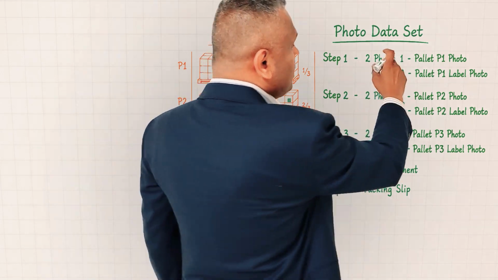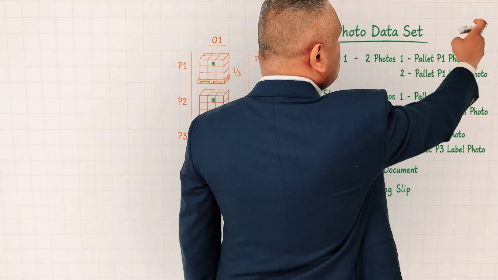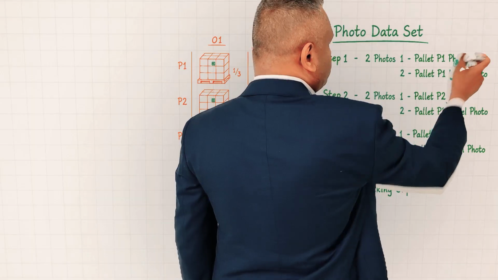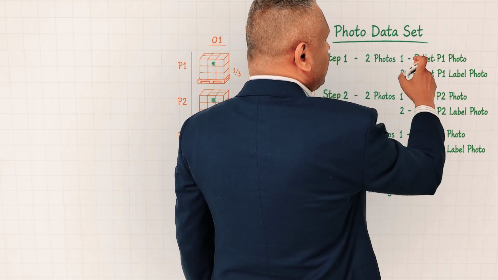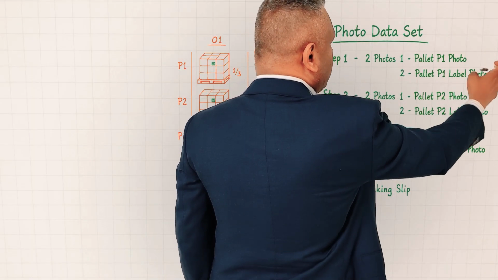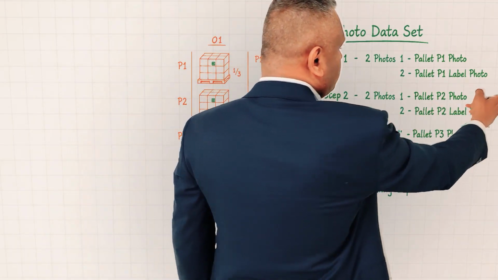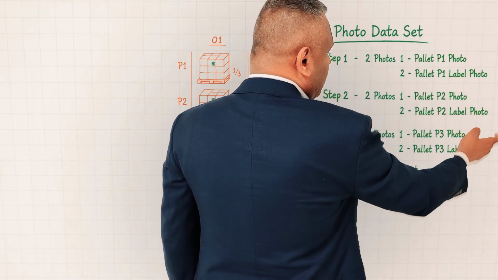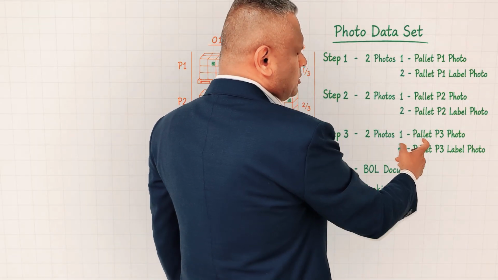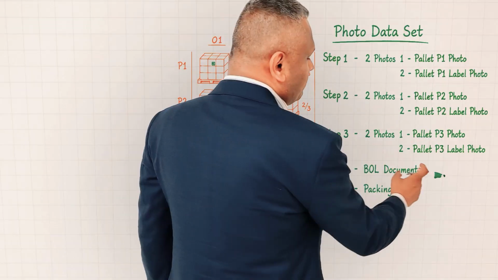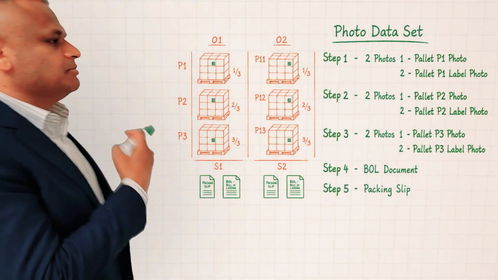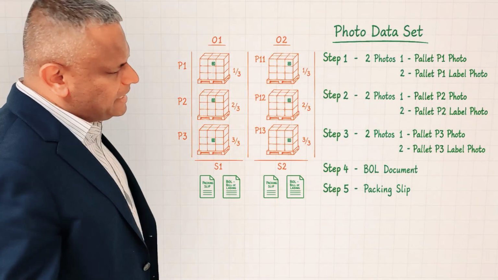Step 1 is capture the pallet photos, two photos, one for the pallet and one for the pallet label. Step 2 is capture the second pallet, one for the pallet photo and one for the pallet label. Step 3 is capture the photos for pallet 3, the pallet and the pallet label. Step 4 is capture the photo of the bill of lading document. And step 5 is capture the photo of the packing slip. So that's how your photo data set would look.